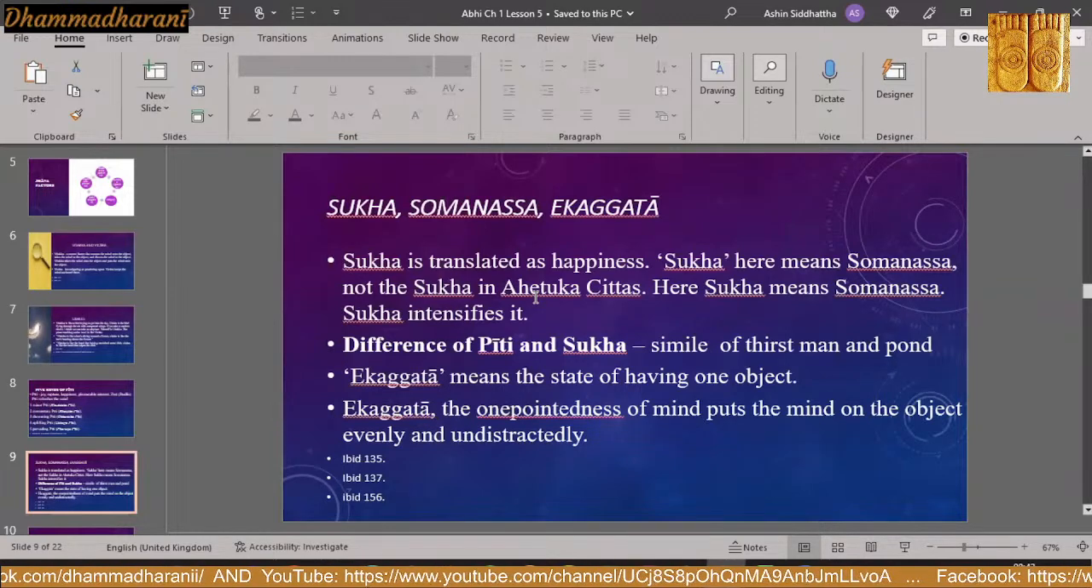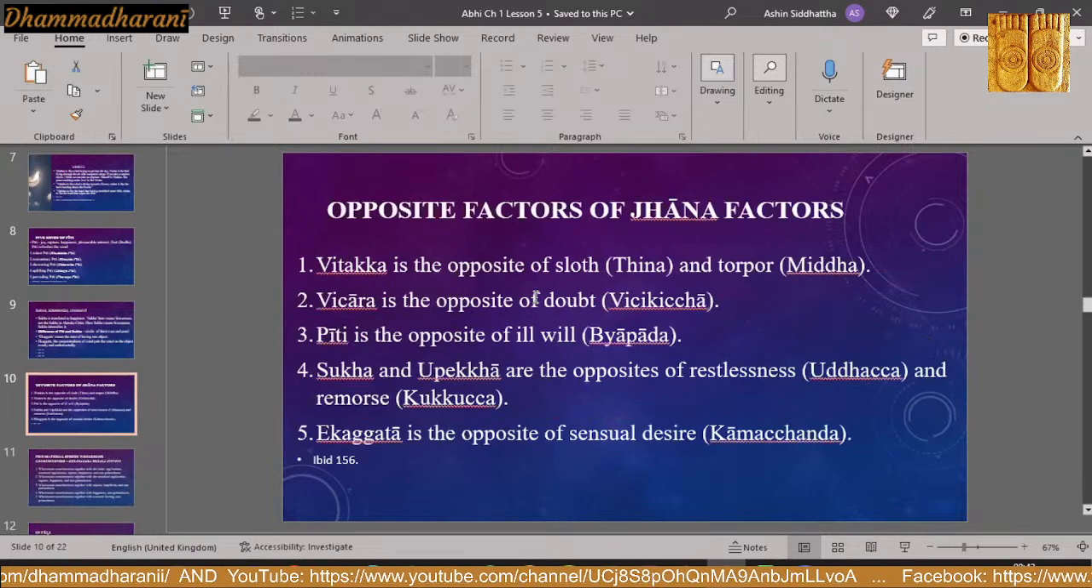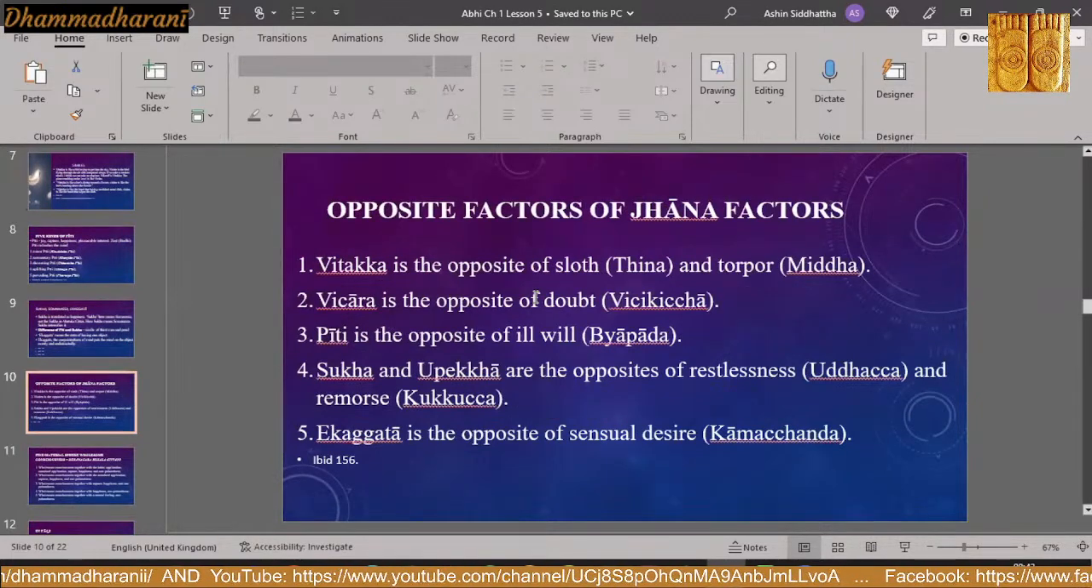Vitakka is the opposite of sloth and torpor, thinamiddha. Vichara is the opposite of doubt, vicikiccha. When you have vicikiccha, you have to think wisely again and again. If you have thinamiddha, you direct your mind towards another object. At that time you can overcome thina. Vichara is sometimes close to panna, wisdom. Then piti is the opposite of ill will or anger. It's very clear. Then sukha and upekkha are the opposite factors of restlessness and remorse.